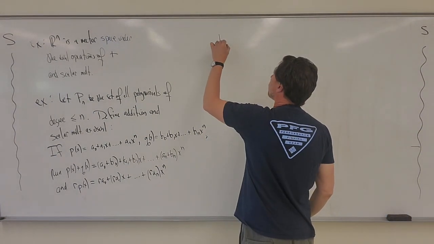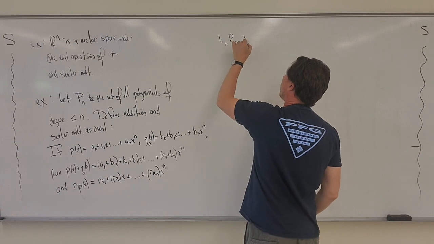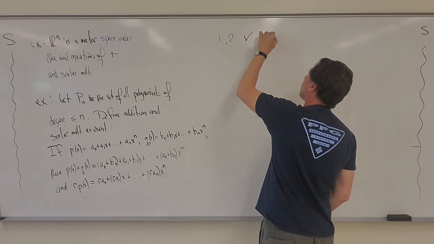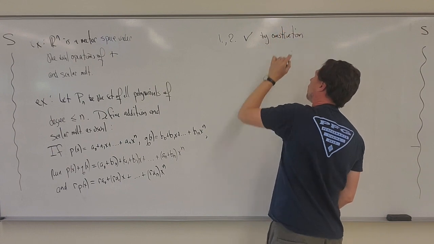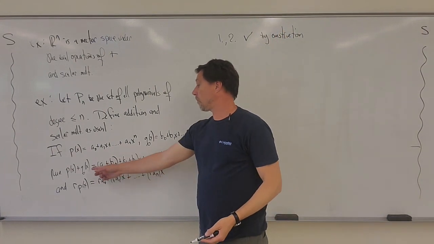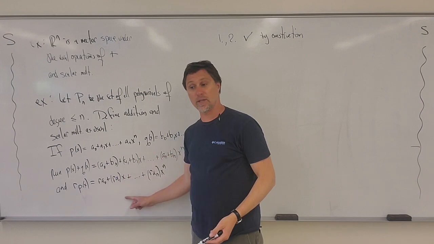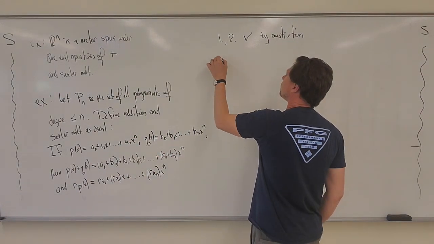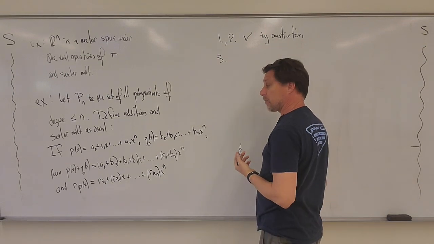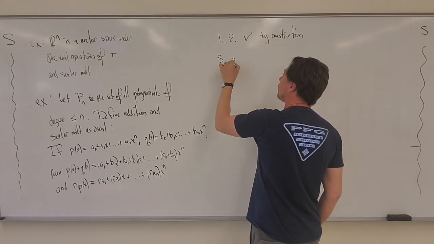So properties 1 and 2 are satisfied by construction. Our definition of polynomial addition and scalar multiplication satisfies the closure properties. Property 3, that's commutativity. Well, let's just write this out.